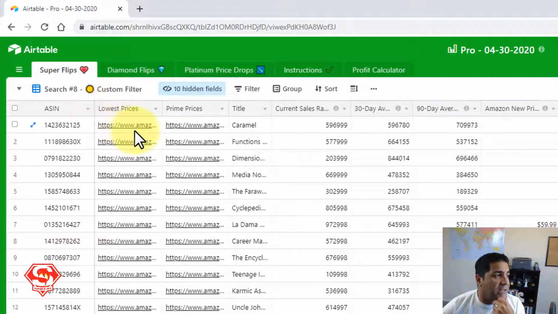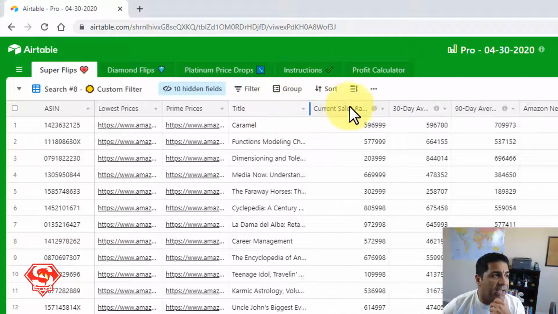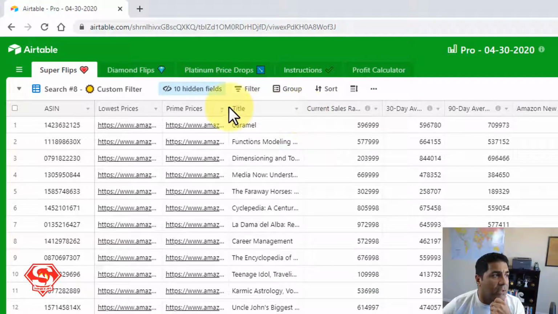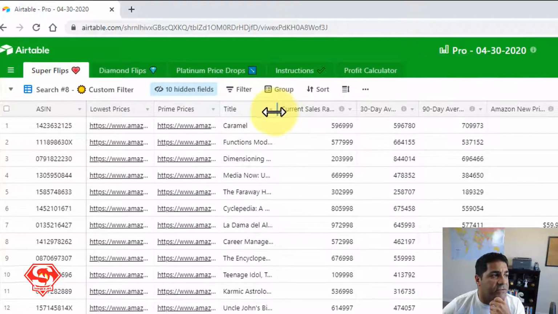Now I've got a link to the lowest price on Amazon, the lowest prime price. Then we've got the title of the book. And by the way, with your mouse, you can drag and open up, and if you want to read more or less of any of these, you can make them wider or narrower as you see fit.